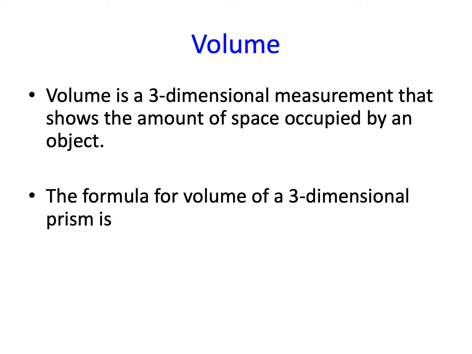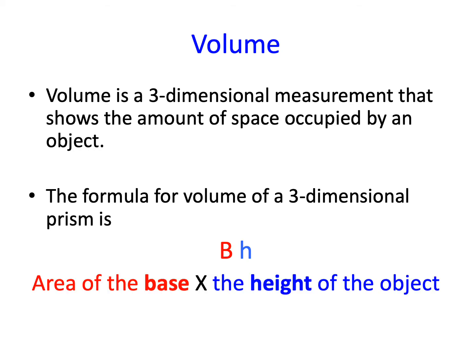The formula for the volume of any three-dimensional prism is the area of the base times the height, where the capital B represents the area of the base and the H represents the height of the object.